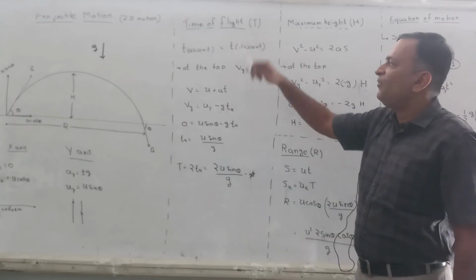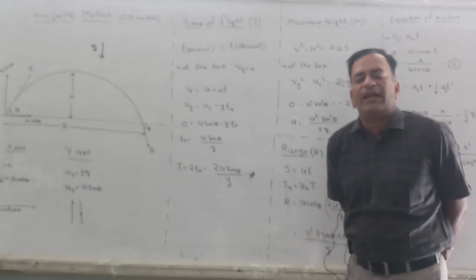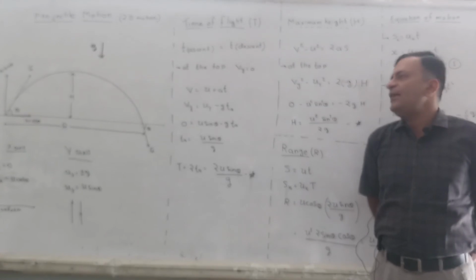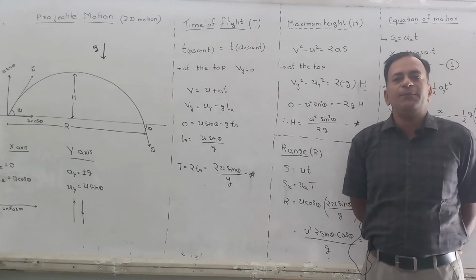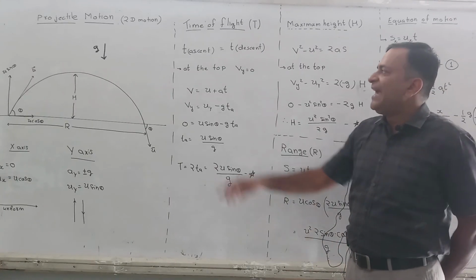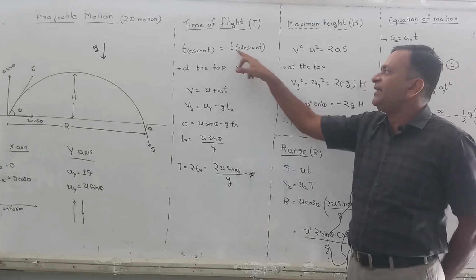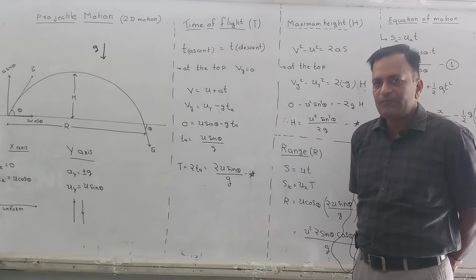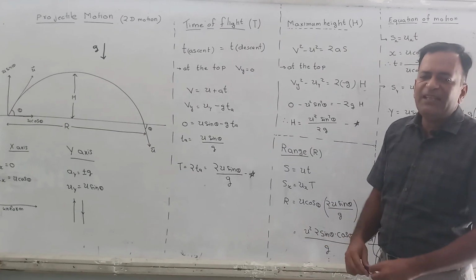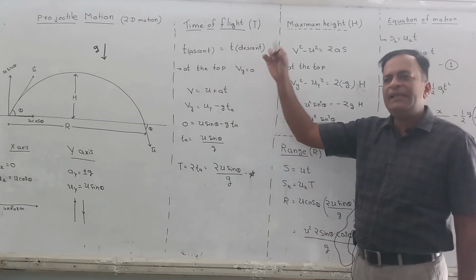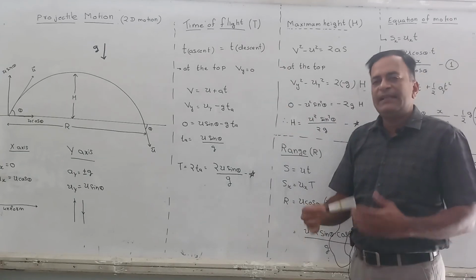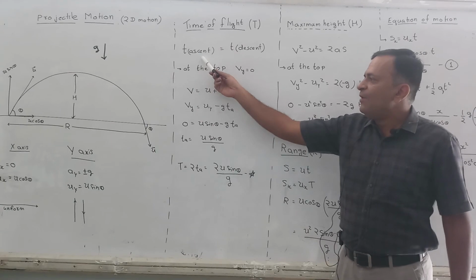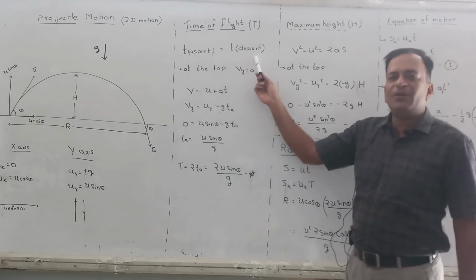Okay, so time of flight. How do you calculate time of flight? I am taking an assumption in this. You can call it an assumption now, but it can be mathematically proved that the time of ascent and the time of descent of a projectile are equal. That means the time taken by the projectile to go up and the time taken to come down are equal. Alright, so time of ascent is equal to time of descent.